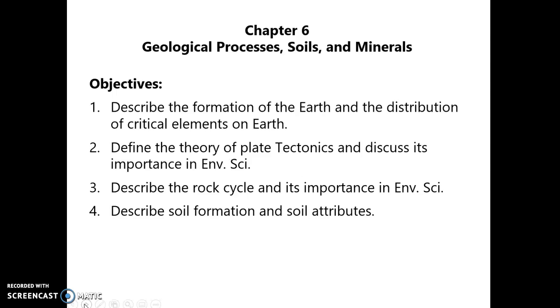So for example, is that good soil for agriculture, for growing crops? And how do we maintain the soil so that it stays good soil if it is good soil?